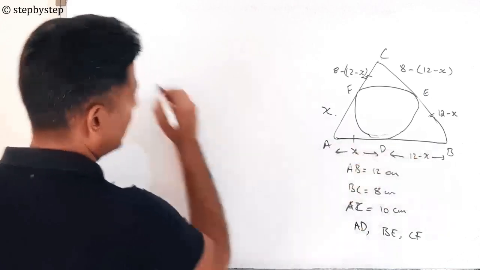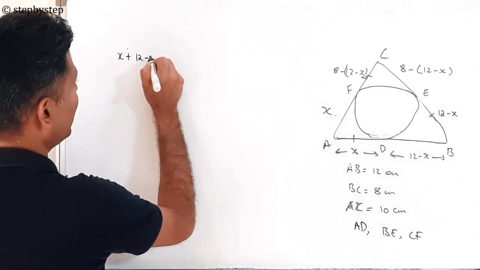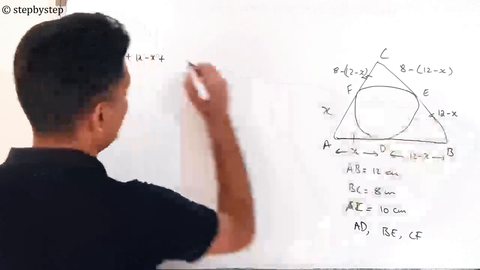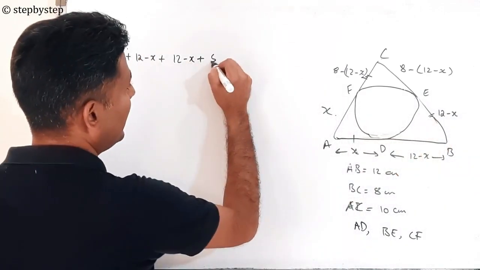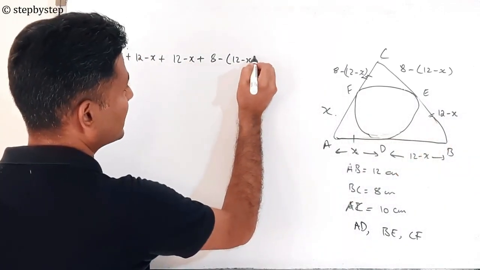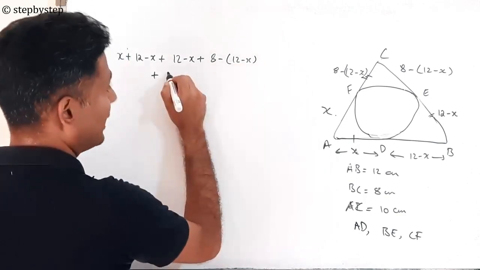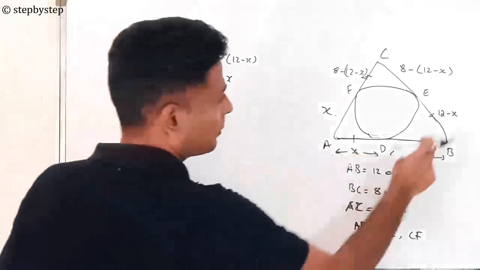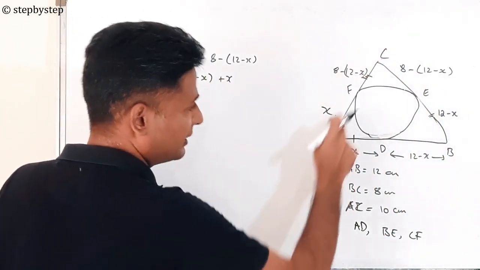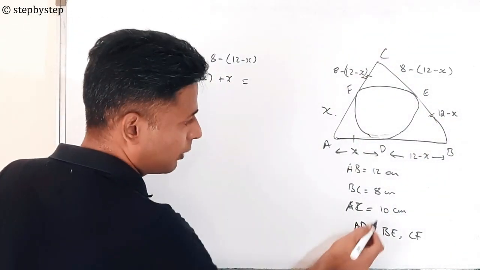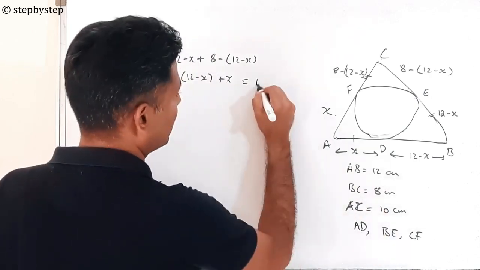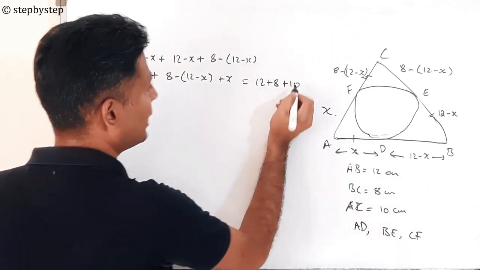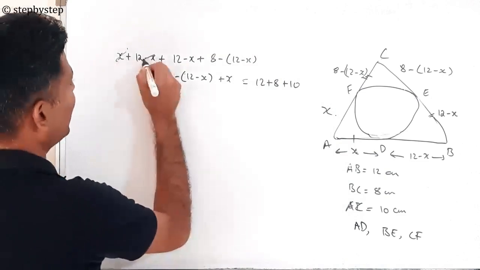AD plus DB, that is X plus (12 minus X) plus (12 minus X) plus (8 minus (12 minus X)) plus again (8 minus (12 minus X)) plus X. This plus this plus this plus this plus this plus this is the sum of all three sides, which will be equal to 12 plus 8 plus 10. Now plus X minus X cancels.